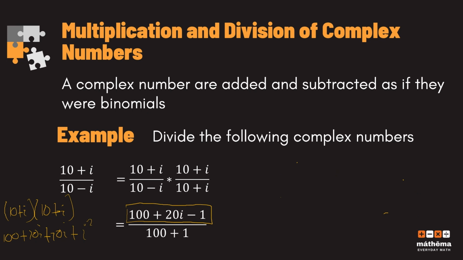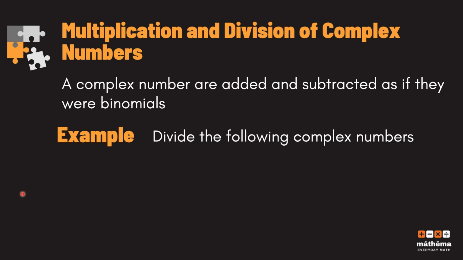Now we are going to simplify. 100 minus 1 is 99, and then 20i. 100 plus 1 is 101. Expressing this in standard form, we will have 99 over 101 plus 20 over 101i. And this will be our final answer.